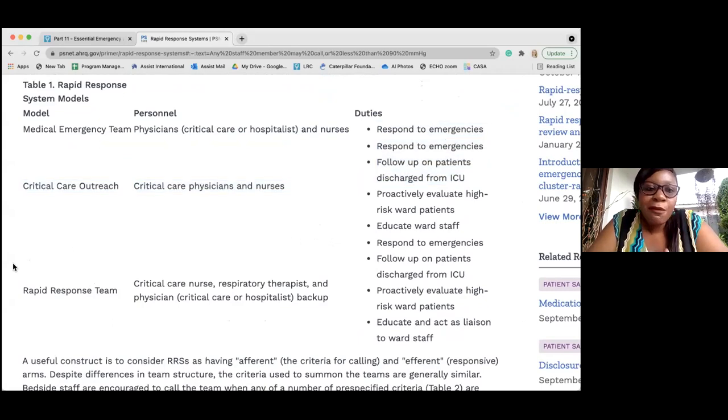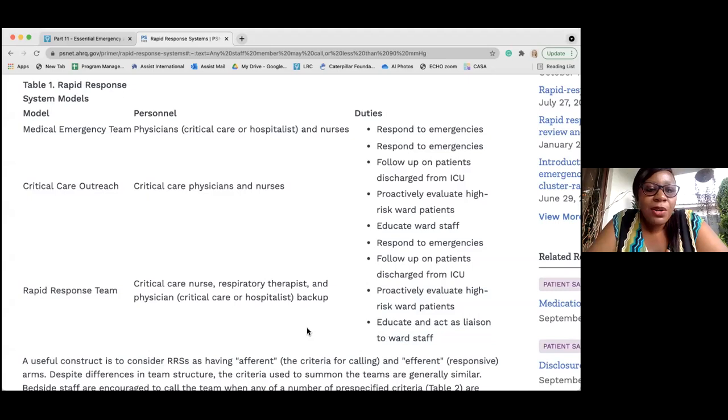You could also have a rapid response team model, which is comprised of a critical care outreach team. This will be led by a critical care group, physicians and nurses and clinicians. Their duty is to proactively evaluate high-risk ward patients, educate ward staff, and respond to emergencies. You also want to always keep an eye on patients who are post-ICU admission.